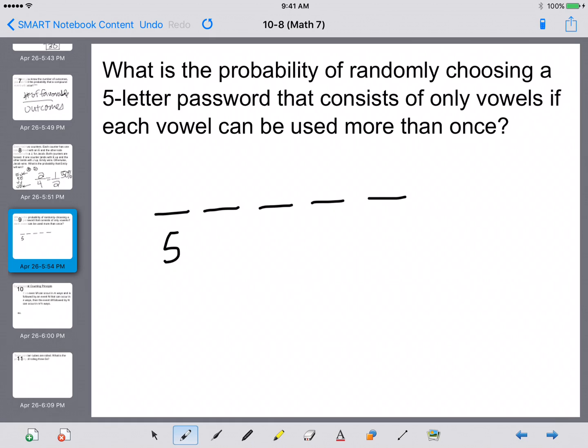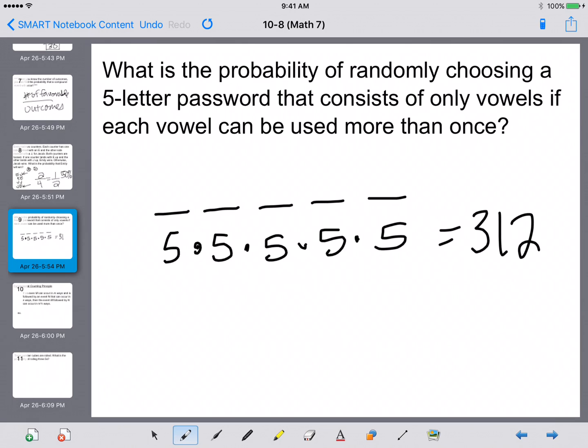So there's 5 different letters that could go here, 5 different letters that could go here, and so on for every single space. What we're going to do is multiply every single one together. So 5 times 5 times 5 times 5 times 5. And we end up with 3,125 total possible outcomes. We want to know the probability of choosing just one, so 1 password out of 3,125. So your probability of randomly guessing someone's password is 1 in 3,125. So not very likely for you.